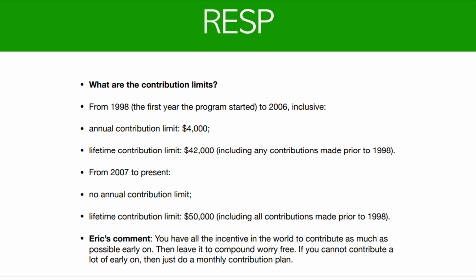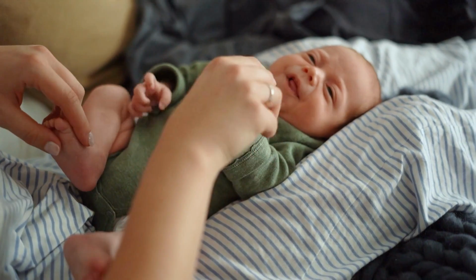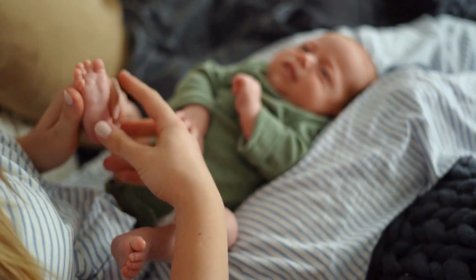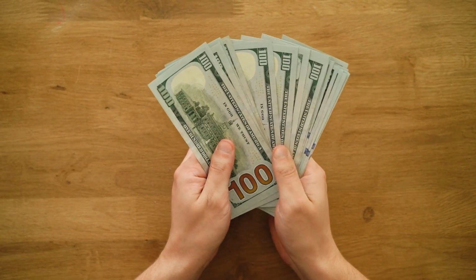So let's talk about what's important, the contribution limit. From 1998, the first year that the program started, to 2006, the annual contribution limit was around $4,000. Now from 2007 up till today, there's actually no annual contribution limit, and the lifetime contribution limit has been increased to $50,000. Great. So that means it is possible that on day 0, when your child is born, you put in $50,000 all in the get-go.